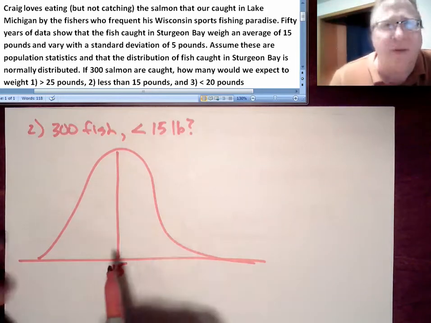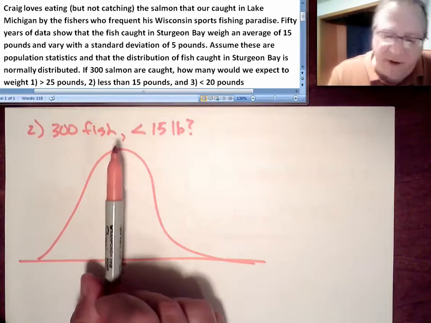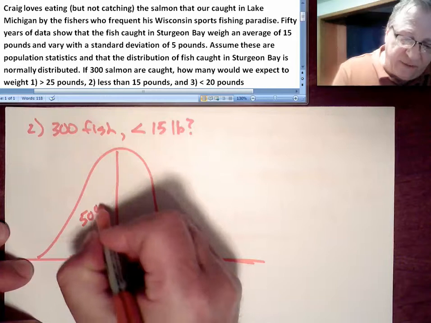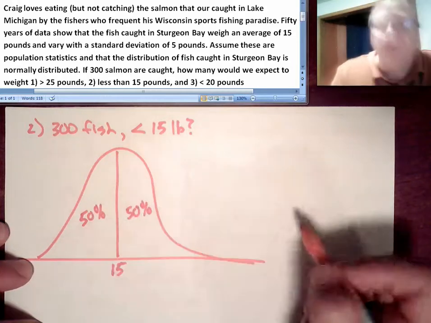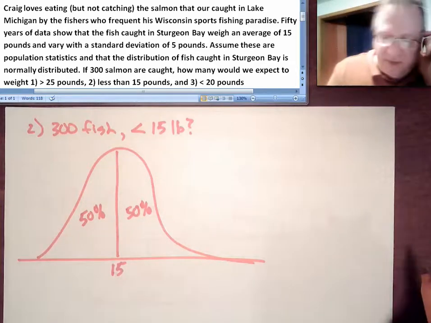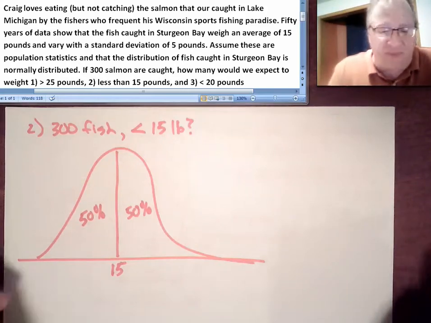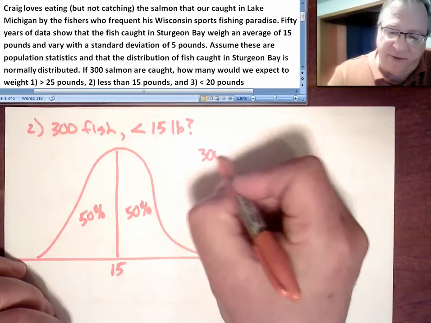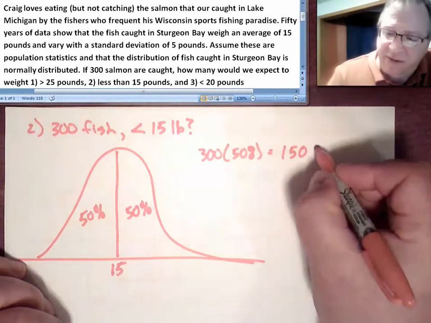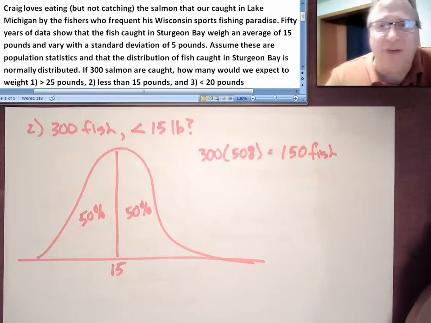What do we know about the bell curve? What do we know if we split it by the mean? Don't we know that half of the area under the curve falls to the left and half falls to the right? There's 50% over here and 50% over here. So if we're asked how many fish we would expect to be less than 15 pounds, that's how many we would expect to be less than the mean. It would be half of them. So that was a simple one. We take our 300 fish, multiply by 50%, and we would expect 150 fish to weigh less than 15 pounds.